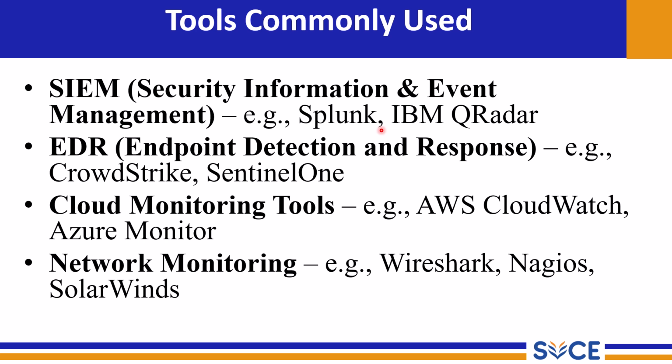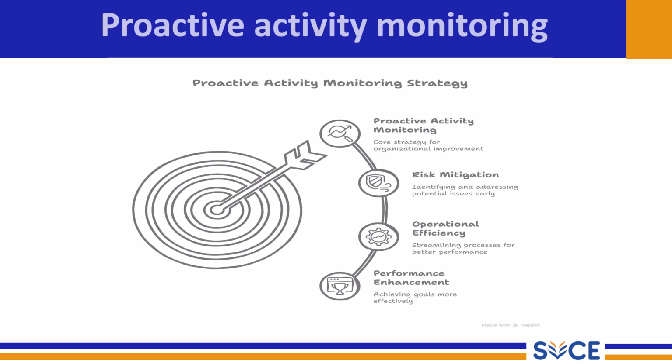Next are cloud monitoring tools, for example AWS CloudWatch or Azure Monitor, and network monitoring tools, for example Wireshark, Nagios, or SolarWinds. The common features of these kinds of proactive tools are real-time data collection and analysis, predictive analysis and alerting, automated remediation or escalation, dashboards and visualization, and integration with other IT management systems.